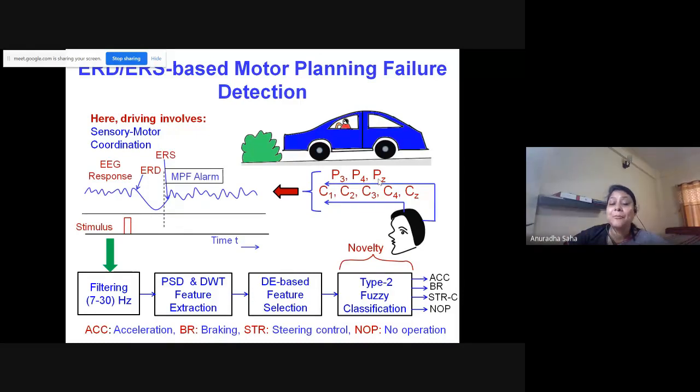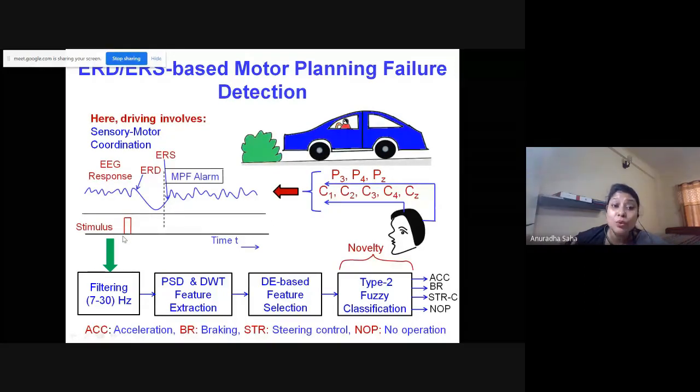So these are the electrode positions from where we collect the EEG signals to detect these ERD, ERS signals. That is, the desynchronization phase followed by the synchronization phase. You can see that if the person starts imagining the motor intention, and then stops the motor intention after a certain amount of time, and we know the amount of time, right?